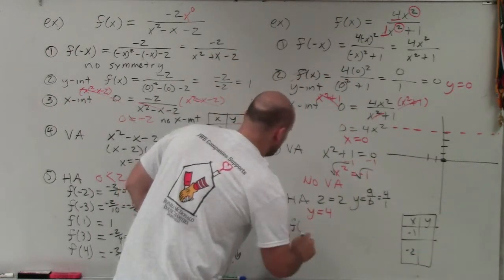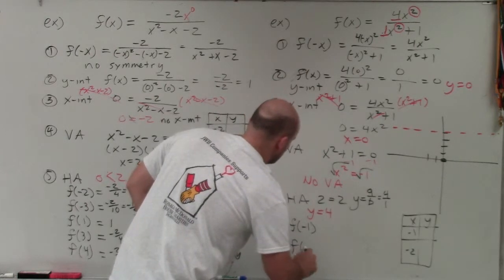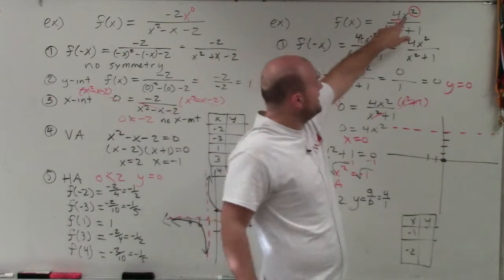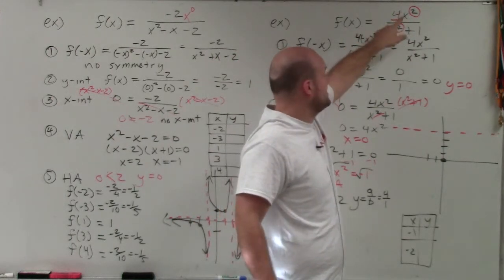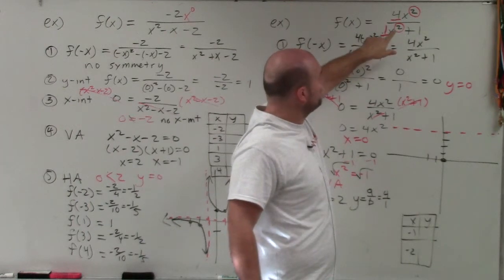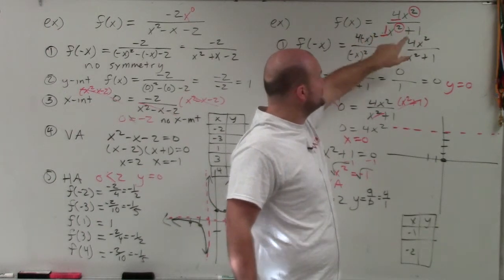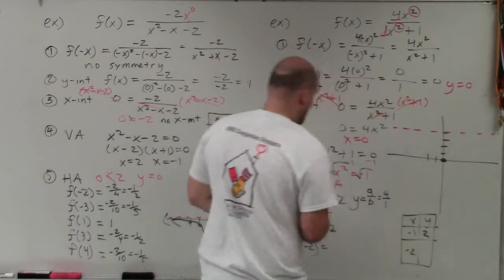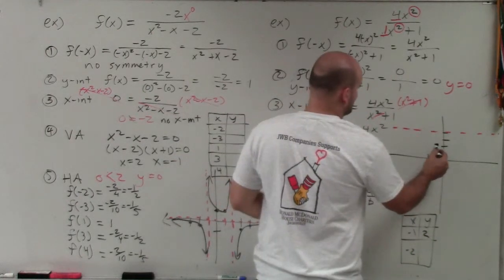I will plug them into the function, but I'm not going to show work. I'll just talk my way through it. We have negative 1 squared, which is positive 1. 4 times 1 is 4. Then we have negative 1 squared, which is positive 1. 1 plus 1 is 2. So I have 4 divided by 2, which is 2. So at f of negative 1, we have the point 2.